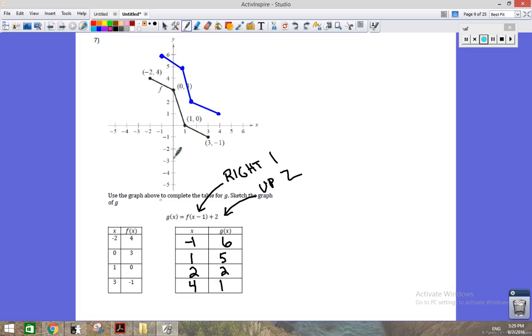What about this 0, 3? If we go to the right 1 and up 2, you'll be at 1, 5. So this 0, 3 is transformed into 1, 5 through these two transformations.